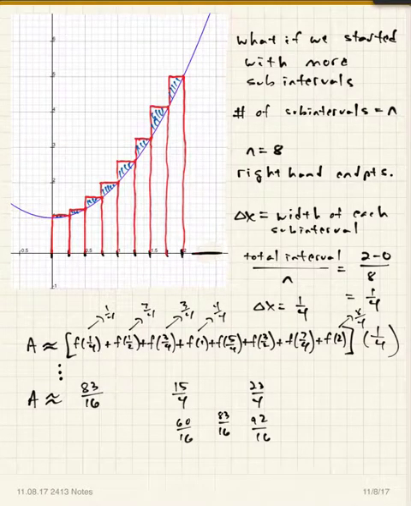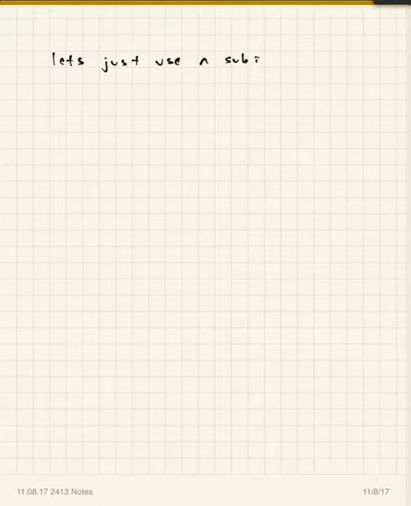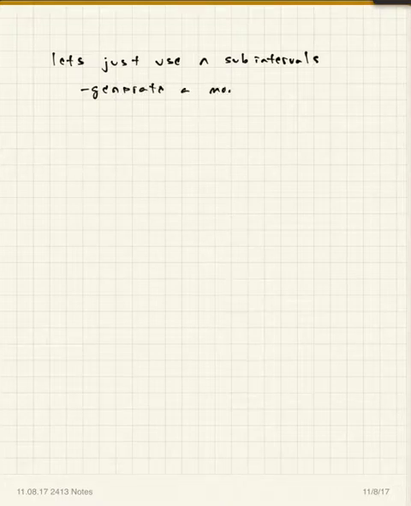All right, so then the idea is this. Instead of saying 4 subintervals or 8 subintervals or something like that, let's just use n subintervals and generate a more general expression for the area using n subintervals. So we're going to generate a more general statement for the area.